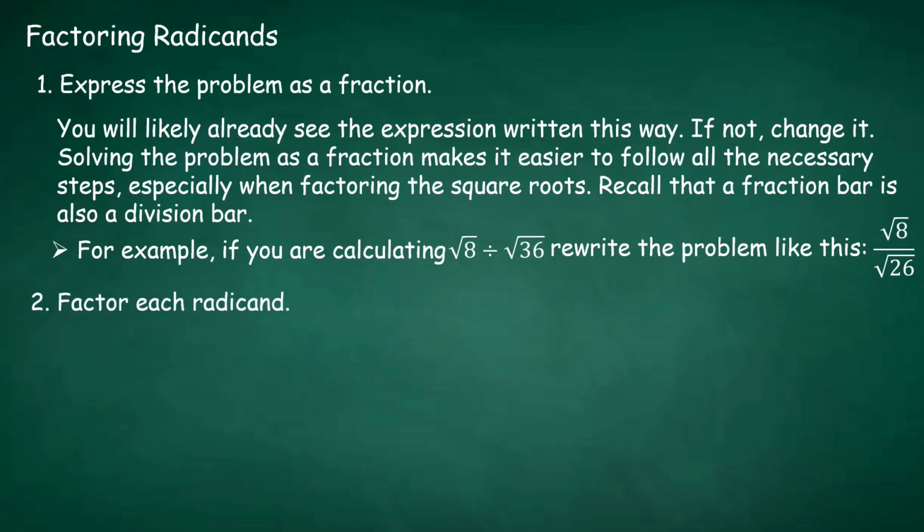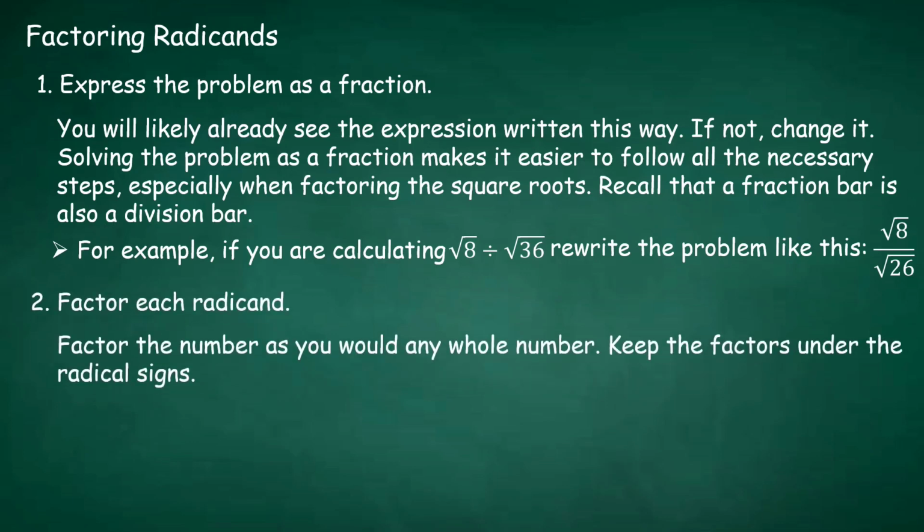2. Factor each radicand. Factor the number as you would any whole number. Keep the factors under the radical signs. For example, square root of 8 over square root of 36 is equal to square root of 2 times 2 times 2 over square root of 6 times 6.